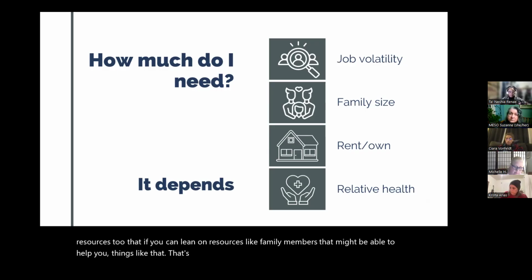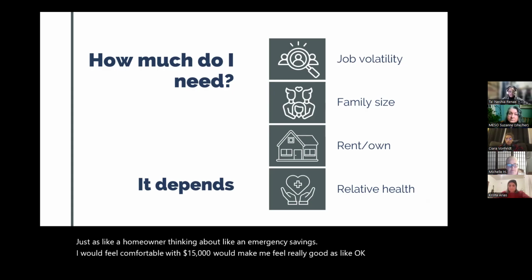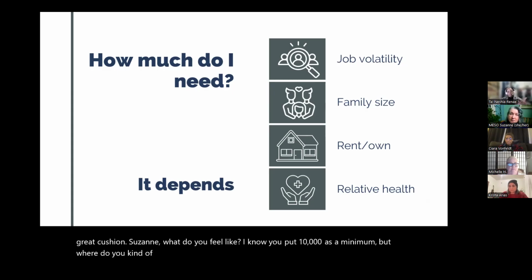But as a homeowner thinking about an emergency savings, I would feel comfortable with $15,000. That would make me feel really good, like, okay, this is a great cushion. Suzanne, what do you feel like? I know you put 10,000 as a minimum, but where do you land on emergency savings with your family size? So my emergency savings is $50,000.